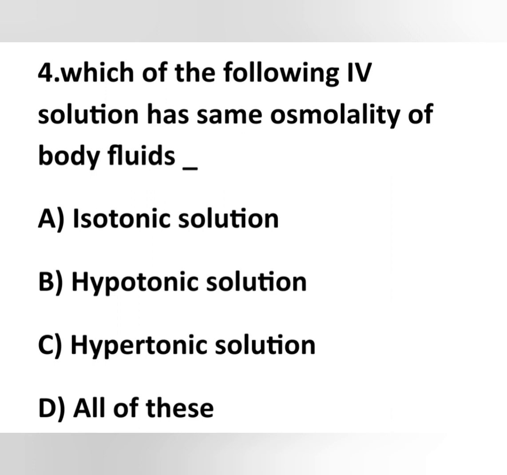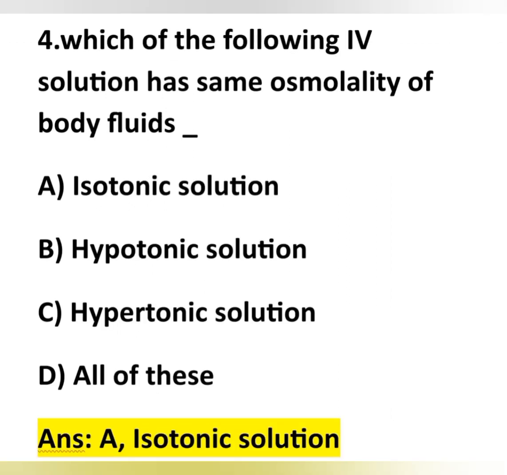Question number 4. Which of the following IV solutions have the same osmolality of body fluid? Options are option A isotonic solution, option B hypotonic solution, option C hypertonic solution, and option D all of this. Here the correct answer is option A, isotonic solution. Isotonic solution has the same osmolality as body fluid. Examples of isotonic solutions are 0.9% NS, RL, and 5% dextrose in water.